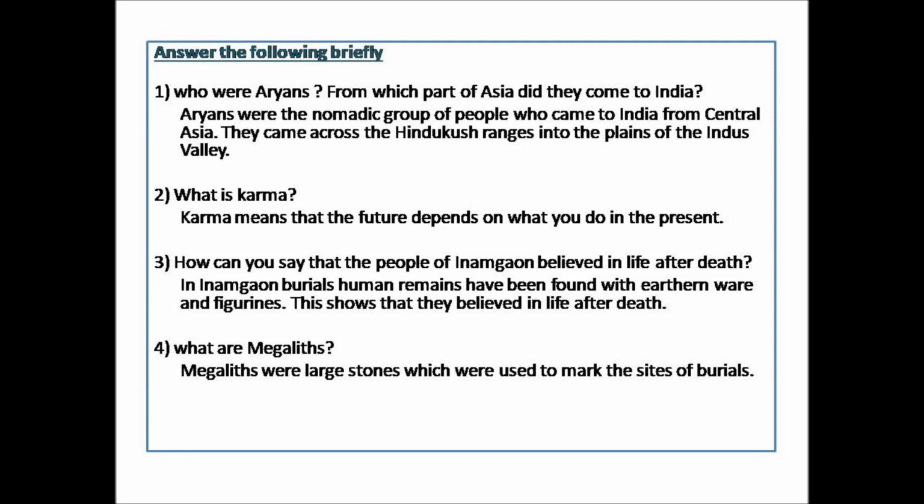Aryans were the nomadic group of people. Nomads means the people who move from one place to another. So the Aryans were the nomadic group of people who came to India from Central Asia. They came across the Hindu Kush ranges into the plains of the Indus Valley. Okay. And second question, what is karma? Karma means that the future depends on what you do in the present. So whatever we do in the present will be reflected to us in the future. That is karma.